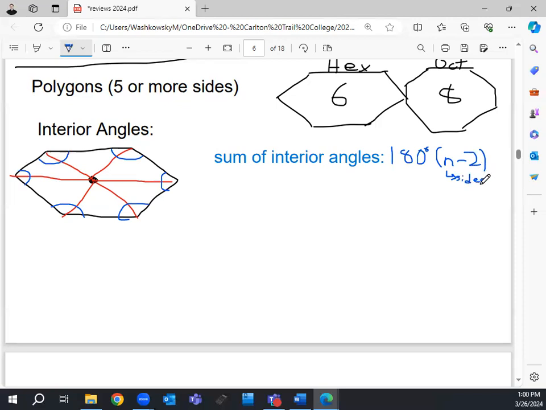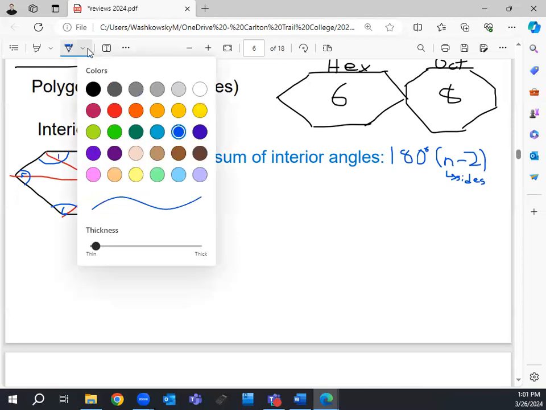So if I want to know, hey, what's the sum of these 6 angles in here? Well, it'd be 180 degrees times 4, because there's 6 sides. 6 minus 2 is 4, 180 degrees times 4, so that gives you 720 degrees. But I have to now split that 720 into all 6 of these sections. So it'd be 720 divided by 6. I don't know what that is, but that's what it would be, right? So that's the sum of my interior angles.